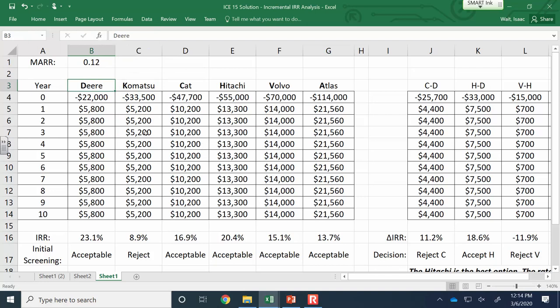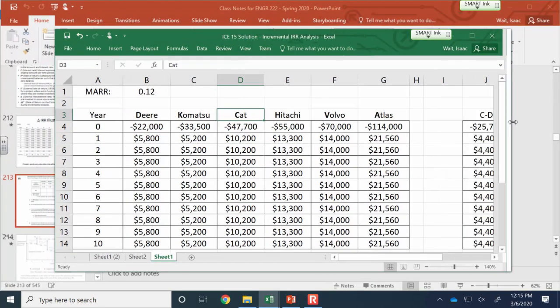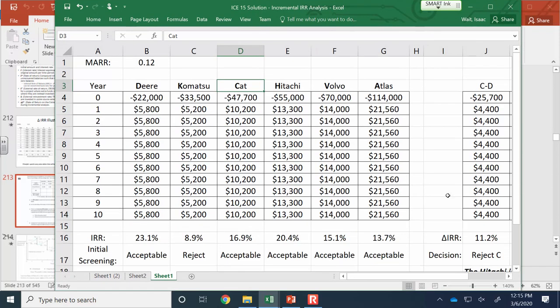Okay, so the initial screening tells us that we can reject Komatsu. It's not acceptable. So we have the cheapest is deer, the next most expensive is cat. So remember, we don't know any of these other ones except for the first matchup until we find out who wins out of cat versus deer. So pretend like those other columns, which I did earlier today, pretend like they're not there.